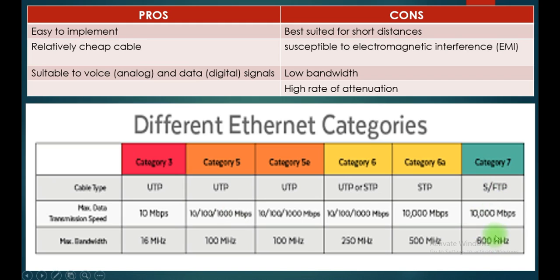So the Cat 7 would be able to... We basically just shorten the category and we'll just call it Cat. So Cat 7 is able to transport more data in one transmission, that's 600 megahertz, than, say, Cat 5.